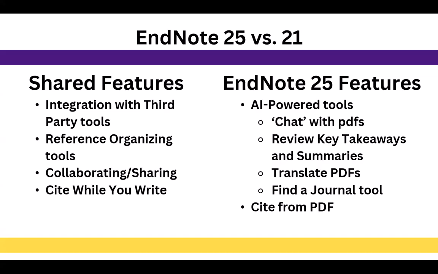But features that are specific to EndNote 25 are largely its AI-powered tools. You can review key takeaways or a summary of the PDF. You can chat with an AI bot about a PDF. You should be able to translate PDFs. And additionally, there is the Find a Journal tool. But the one non-AI powered tool which I want to point out is that you can directly cite something from a PDF, and it will generate that citation in your document software of choice.